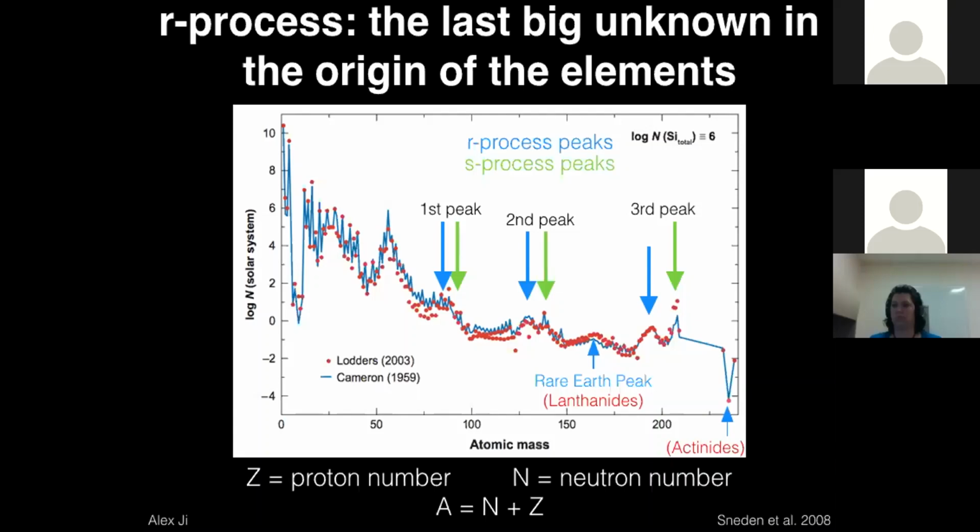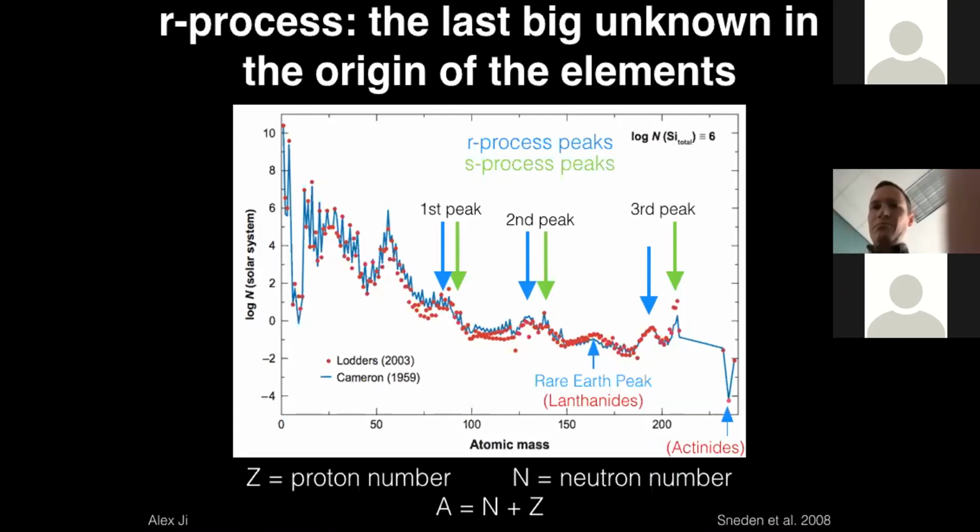And I really like this figure because it shows that even in the 1950s, when they first made this measurement, you could see the effects of nuclear structure in the cosmos, right? Because you see that there's these three peaks that correspond to the rapid neutron capture process and the slow neutron capture process that manifest themselves just in the abundances of our solar system.